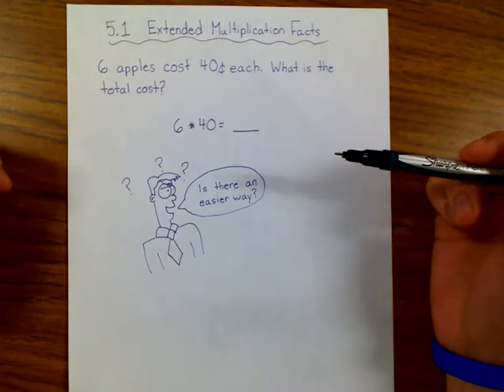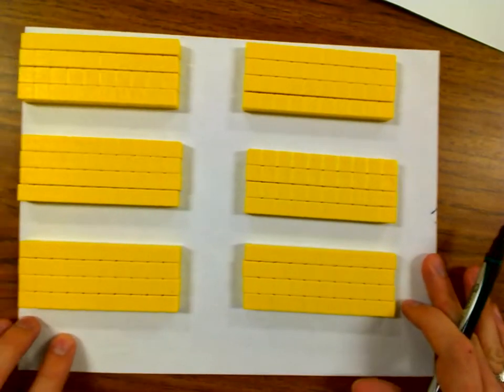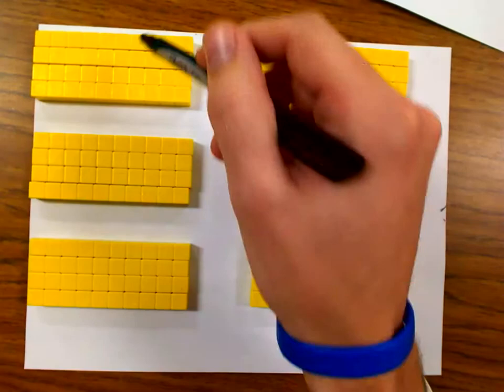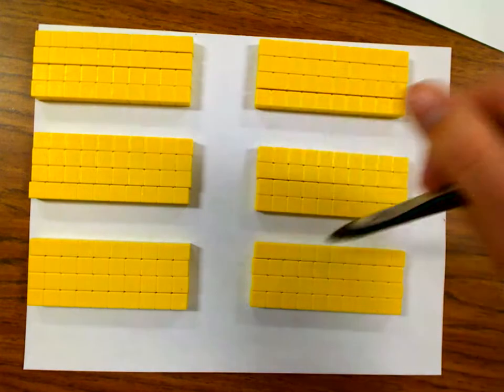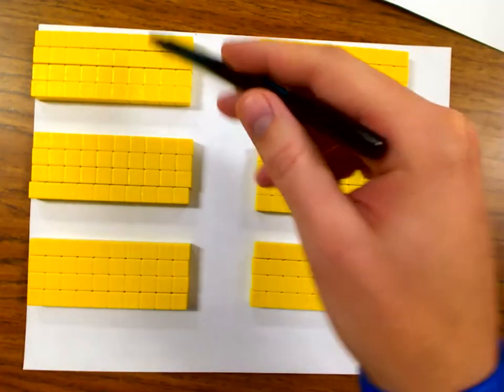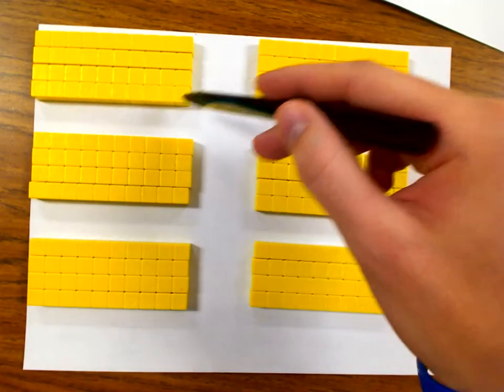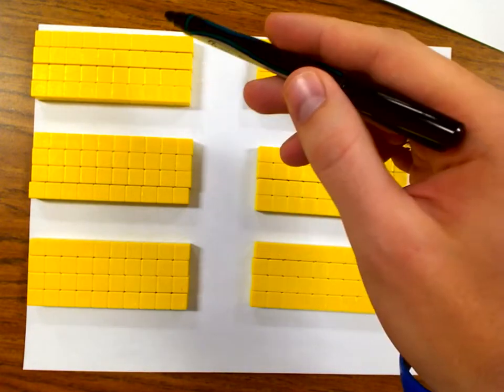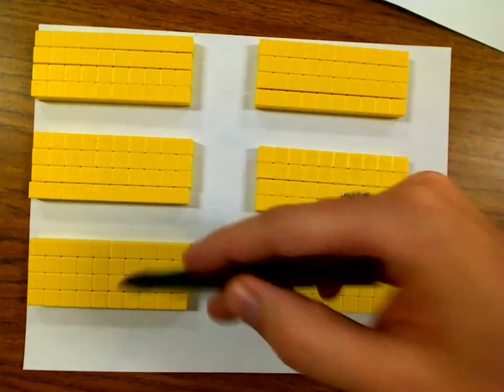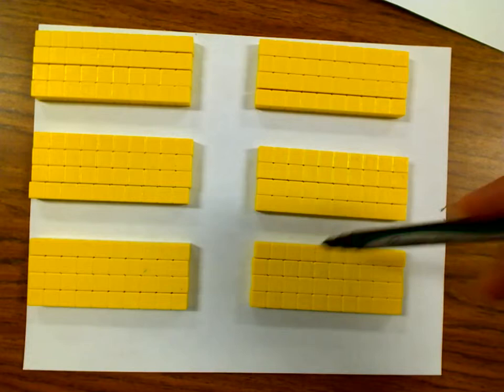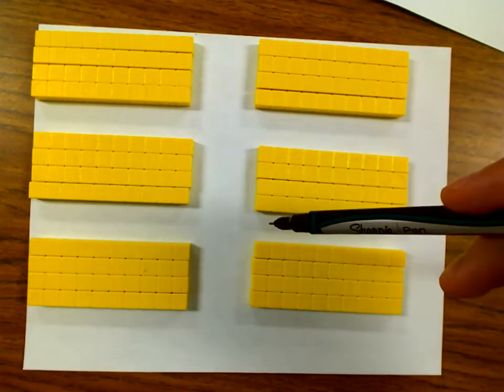The first thing I did was take out my base 10 blocks to see if that would help me. When I took them out, you can see I have quite a lot. I made 6 groups of 4 tens, because there is 10 in each, so these would be groups of 40. So this would be 40 plus 40 plus 40 plus 40 plus 40 plus 40. So 6 times we have 40 cents.